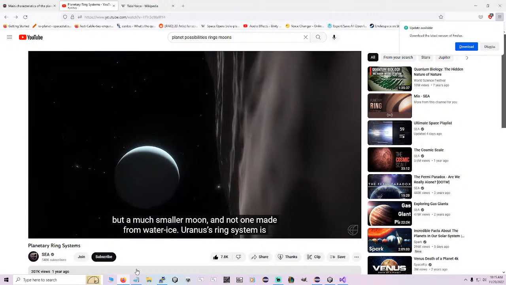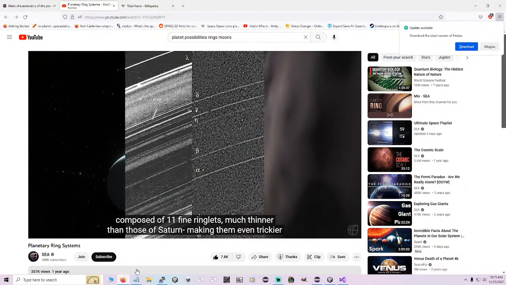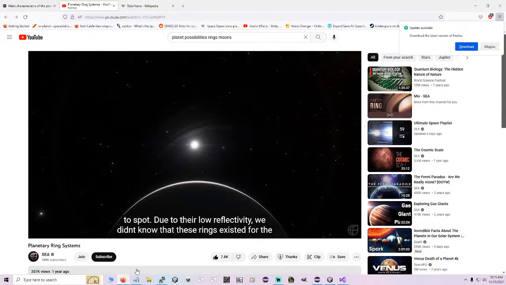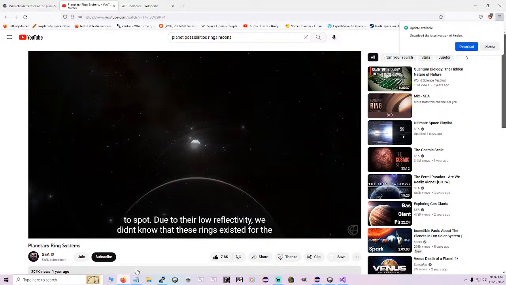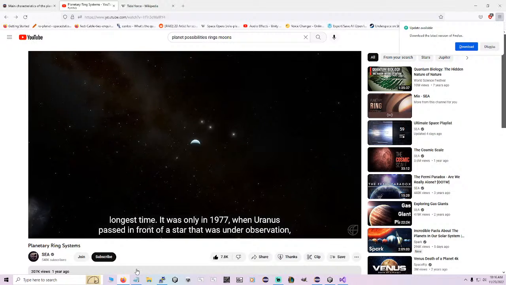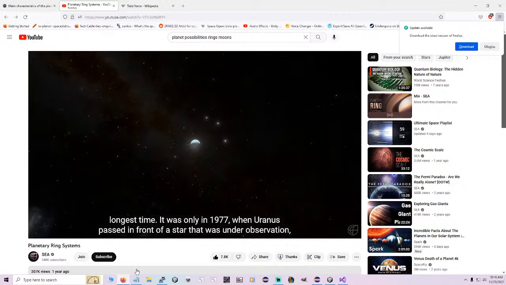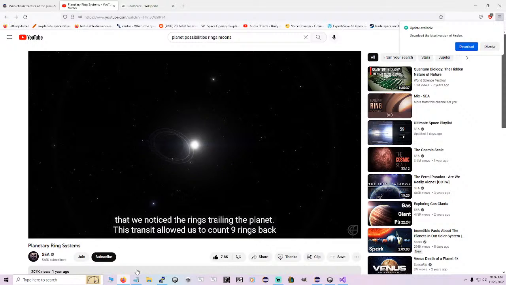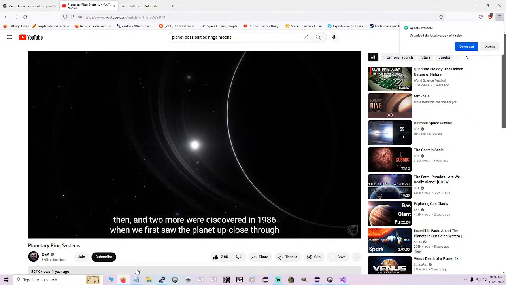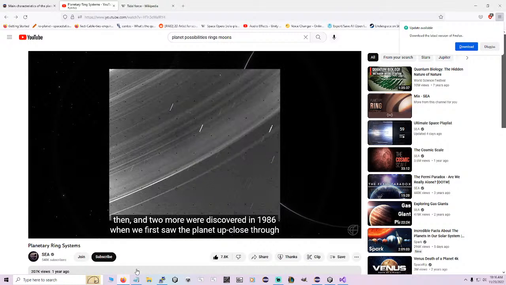Uranus's ring system Let me just make myself some oatmeal. As I make myself some oatmeal, making like them I- even oh, trickier to spot. Grab the box. Due to their low reflectivity, So as I it make didn't myself know some that these oatmeal, rings existed for the I'm longest time. reminded that maybe It was like only metal in planets have more like 1977 when mining Uranus material, passed in front and I of a want that star type of that was thing, under like more mining or observation, more that we noticed organics the or rings whatever trailing the in my planet. system because of This transit allowed us to count 9 rings back change then, the weights on the and 2 more were random discovered in encounters, right? 1986 when When we we change first the saw weights the on planet random up encounters.